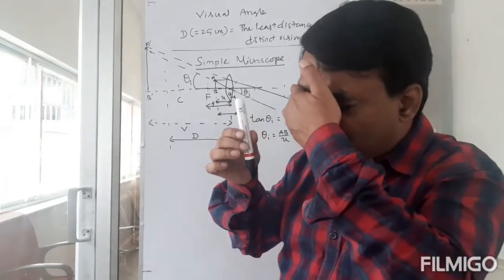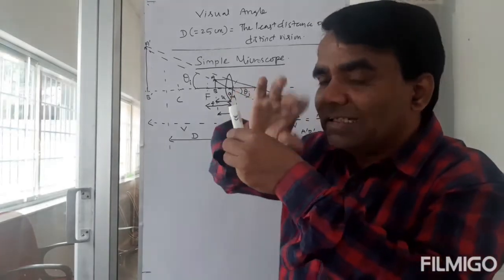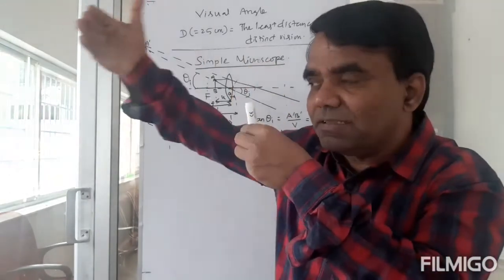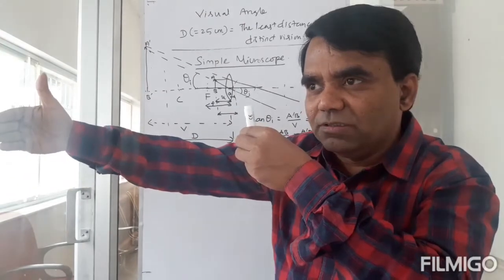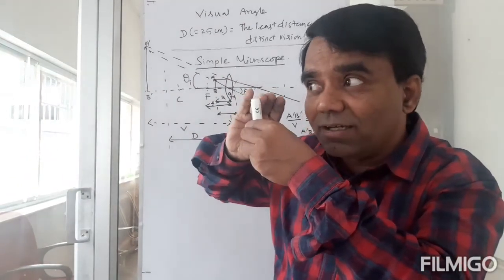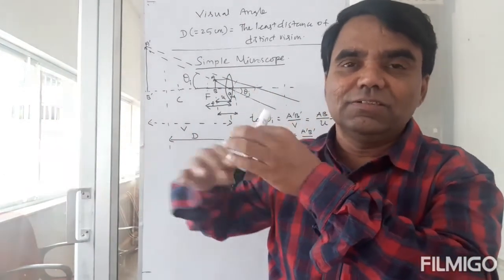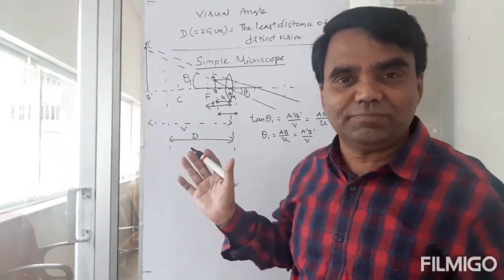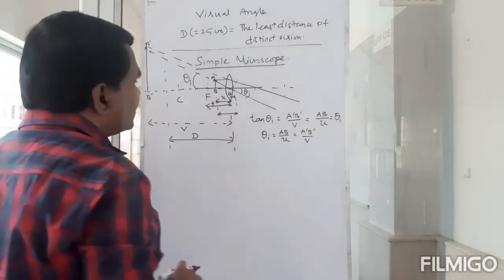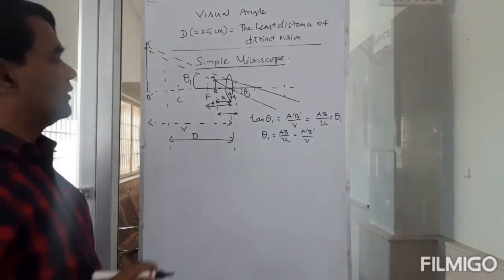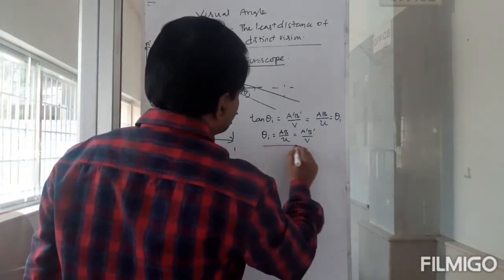But if I use a lens here, then that lens takes this object, forms an image at 25 centimeters or beyond. So I have this angle and that distance. So I am able to see things clearly. I want you to understand. Okay. So it's fantastic.